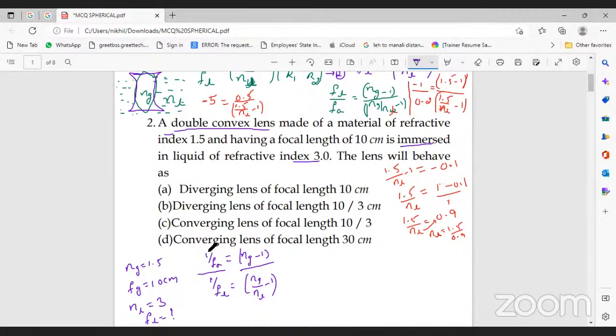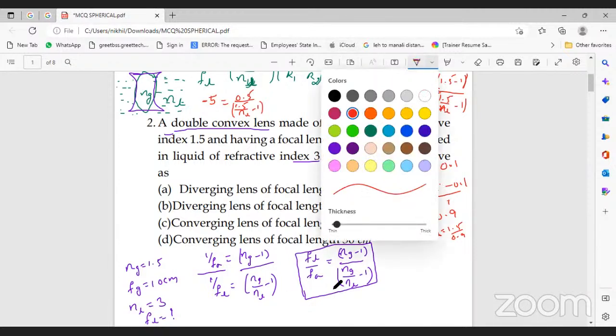So focal length of lens goes to the numerator, by focal length in air, which is equal to Ng minus 1 divided by Ng by NL minus 1. If possible, try to remember this formula directly for when the lens is immersed in some liquid medium. FL by FA is always equal to Ng minus 1 divided by Ng by NL minus 1. Now you do the correct calculation for me.